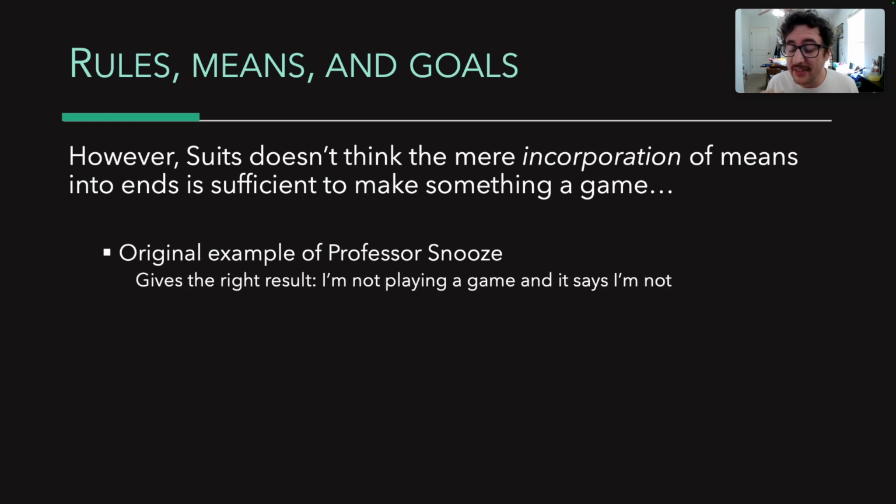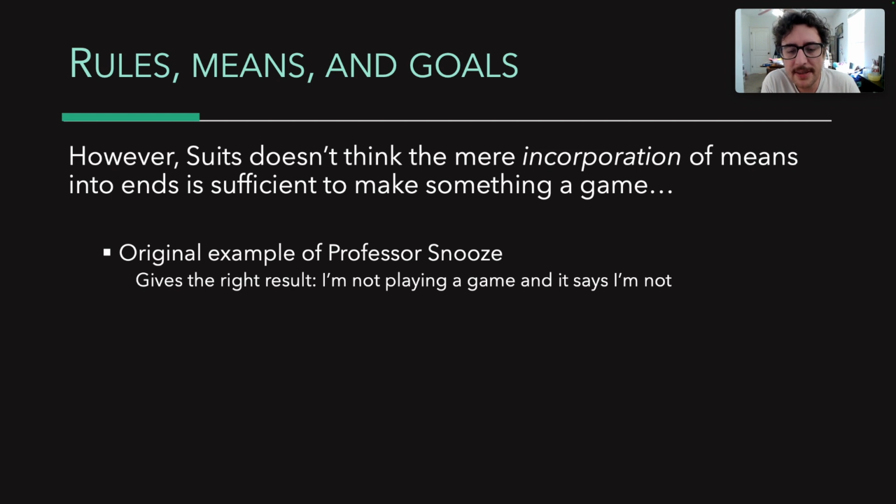And if we look at this idea of games as incorporating the means into the ends, Suits' discussion so far would give the right result and say that this is not a game. Because notice, your goal is not to save Professor Snooze by staying on the path. Your goal is just to save Professor Snooze. You're trying to do so in the most efficient way possible. You could take the less efficient way of following the path and not going on the grass, but you just don't care. His life is more valuable than that, and so you cut across the grass and save his life.